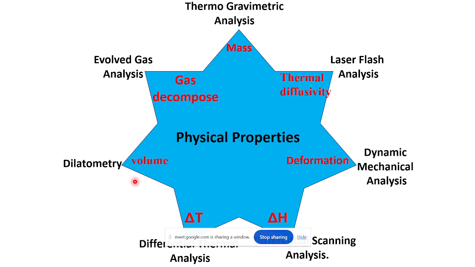The next is dilatometry, that is you will measure the change of volume. Evolved gas analysis, that is you will check what gas is released if a material is burned. So these are different physical characterization methods to probe the physical properties of your polymeric material.